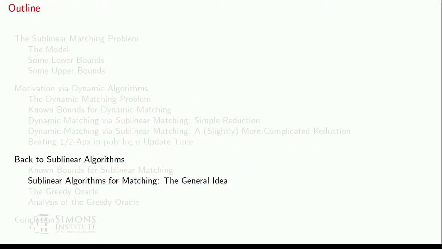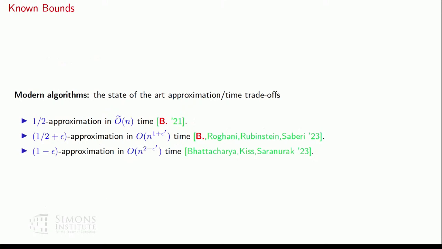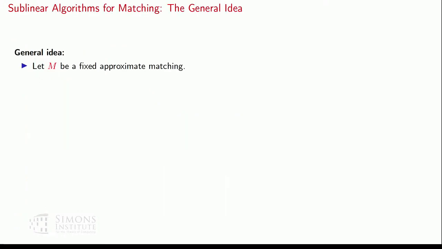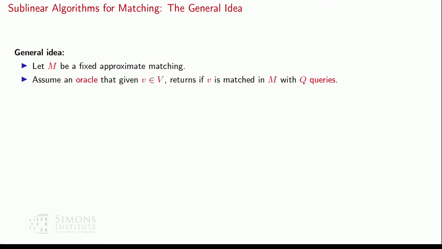So now I want to tell you how the half approximation algorithm, this first one, works. How we can obtain a half approximation of the size of the maximum matching in order n time, and polylog n time. Okay, so the general idea, which is actually the same across all of these algorithms, is the following. Suppose that you have some matching M that is fixed by some oracle. And then the oracle, given any vertex, returns if it is matched in this matching M and uses only Q queries.